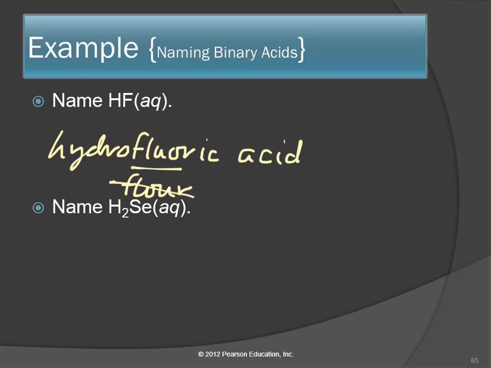What would the name of H2Se be? Hydro, and that's selenium, right? So hydroselenic acid. We change the ending of selenium to ic. And again, if you keep an extra letter or two or throw away too many, I'm not going to get on you about that.